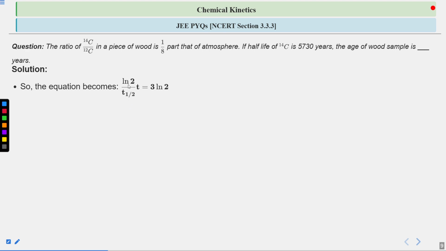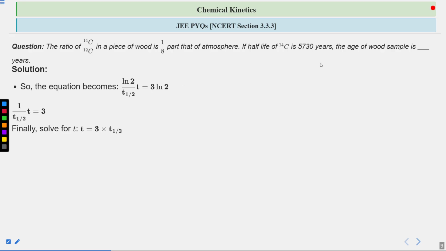So our equation will become ln2 by t half, this is the value of lambda, multiplied by t, that is time, equals ln8. ln8 is 3 ln2. Okay, now here ln2 is present on both sides, so it will cancel out, and from here easily you will get the t expression. So 1 by t half times t equals 3. So t will become equal to 3 multiplied by t half. Now we solve for t, because that is what we have to find out, the age of the wood sample. So time will be 3 multiplied by the half-life.